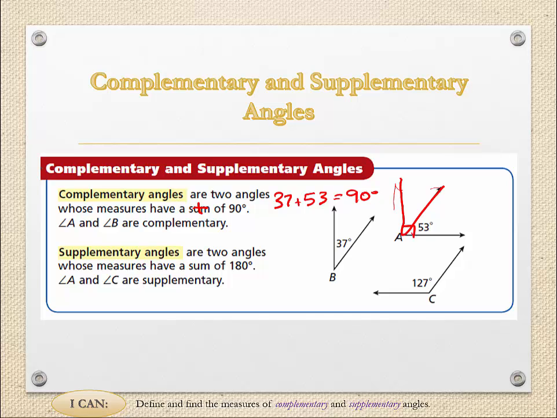Supplementary angles are two angles whose measures have a sum of 180 degrees. So A and C here are supplementary. If you add 127 plus 53, you end up with 180. So this makes a linear pair.